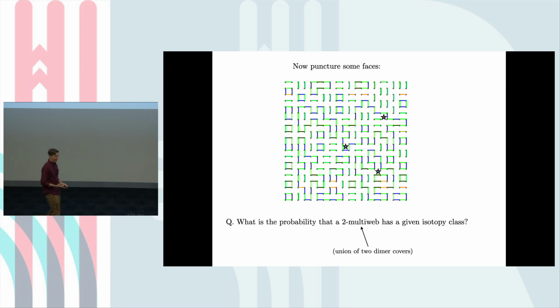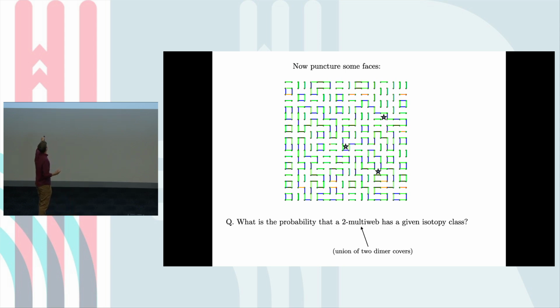Well, now we're going to ask a more sophisticated question. Suppose that I puncture some faces in my graph, like these three faces. I can ask, what's the probability that when I superimpose these two dimer covers, I get a loop which surrounds some of those punctures and not others? What's the probability, for this natural measure coming from the union of two dimers, that our collection of loops has a given isotopy class in the complement of those punctures?